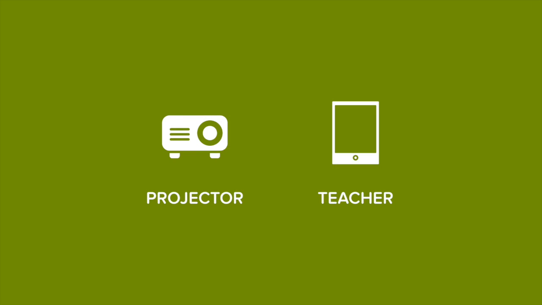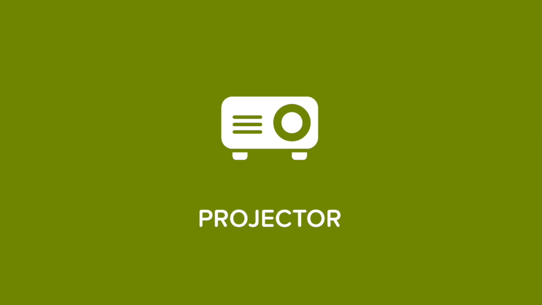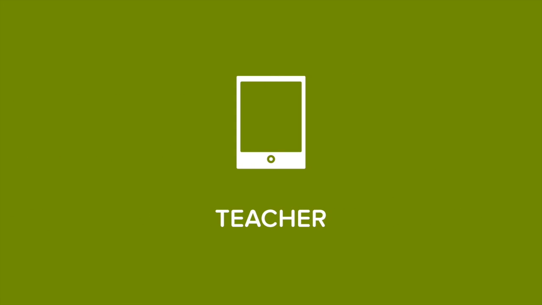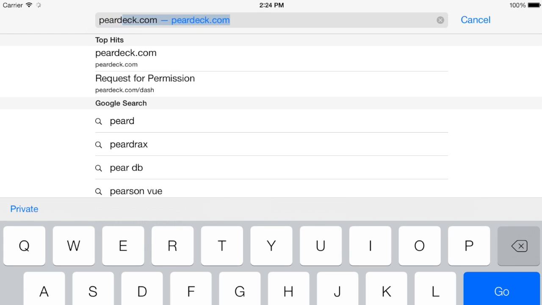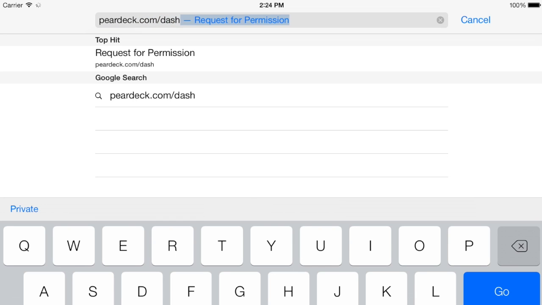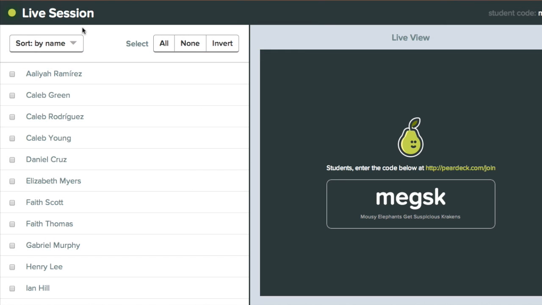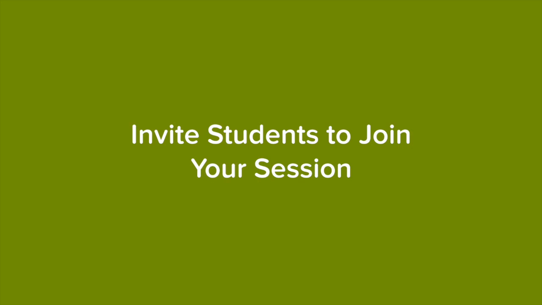If you have a separate device that is not connected to the projector, like a tablet, you can first open the projector view on the projector. Then, on your tablet, make sure you are logged into your same Google account and go to peardeck.com/dash. The dashboard view will open up on your tablet, and you can carry it around the room with you as students answer questions.